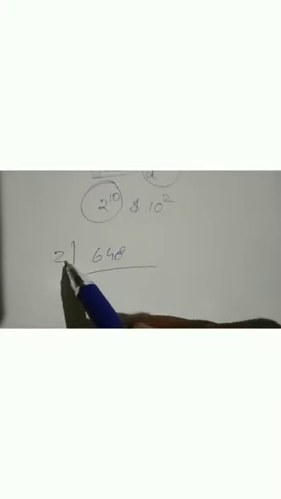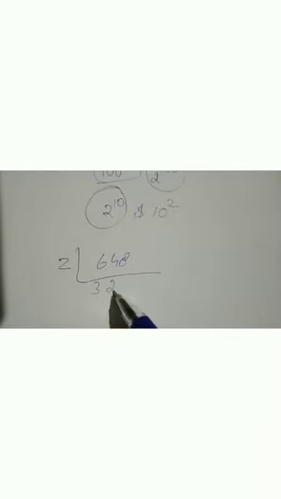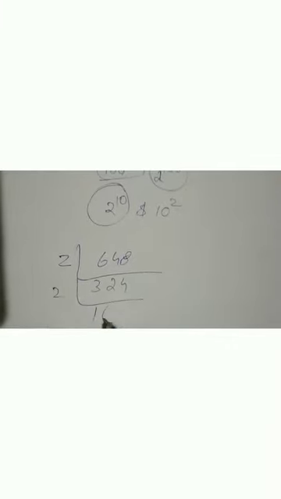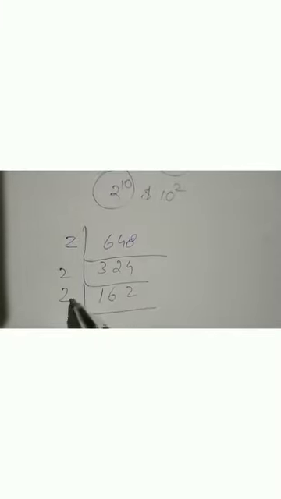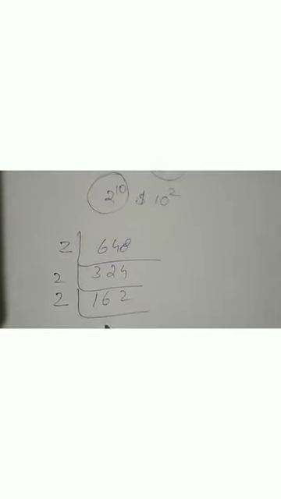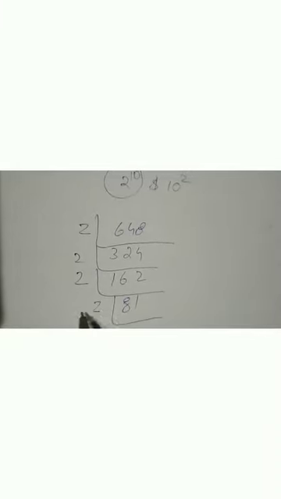Every question is the same in this way. Divide by 2, that is equal to 324. Again by 2, 162. By 2, that is 81. Then by 2, not possible.